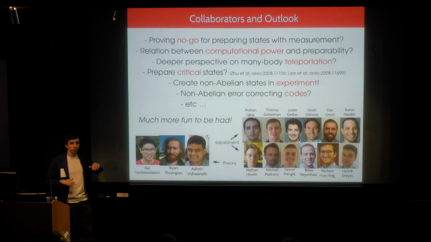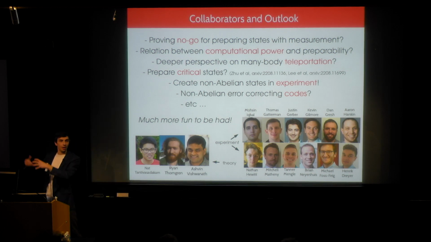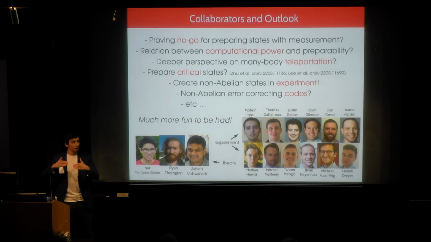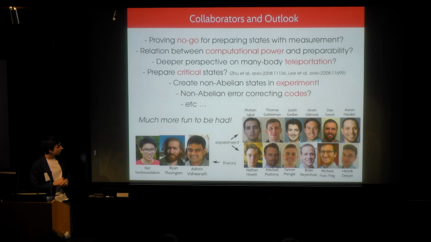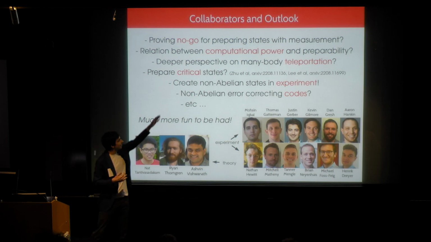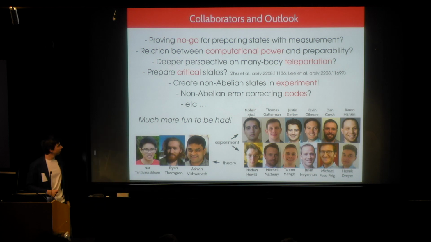And it will be interesting to try to relate this hierarchy that we operationally see in terms of measurement to also the computational power of these states, because some of these states are more powerful than others for quantum information purposes, but a tight link has not really been made. Can you compare different types of states like critical states? And of course, it'll be exciting to actually create these non-Abelian states in experiment using these kinds of tools. So that's another exciting direction to work towards.